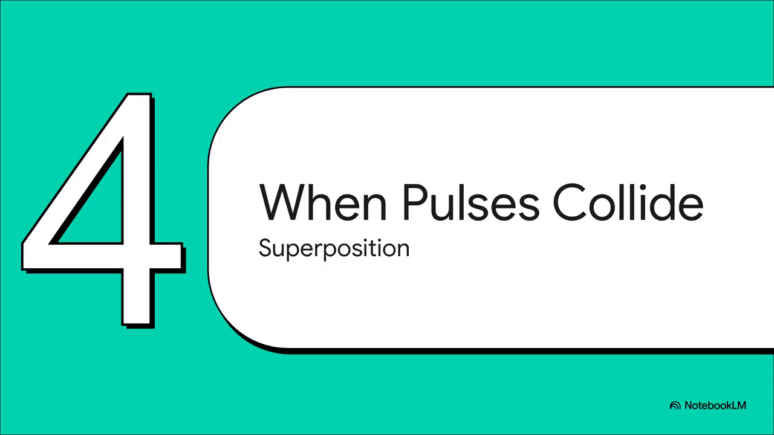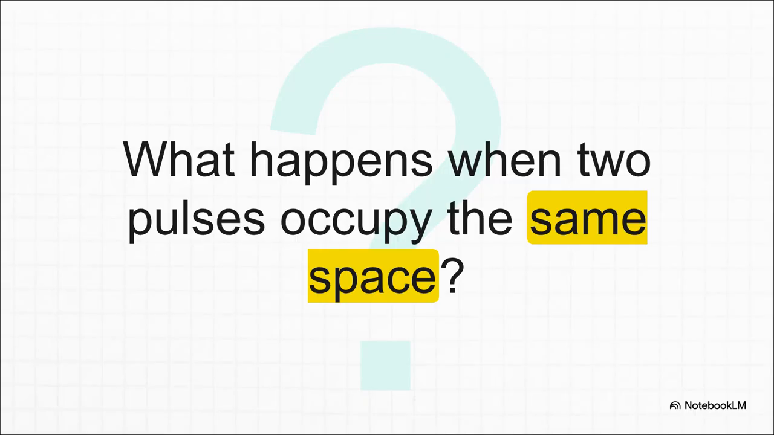And this is where things get really, really cool. So far, we've just been talking about one pulse. But what happens if you have two of them on the same rope heading right for each other? I mean, really think about that. If two billiard balls try to be in the same spot, they're going to crash, right? They bounce off each other. But pulses, they aren't solid objects. They're energy. So what gives?